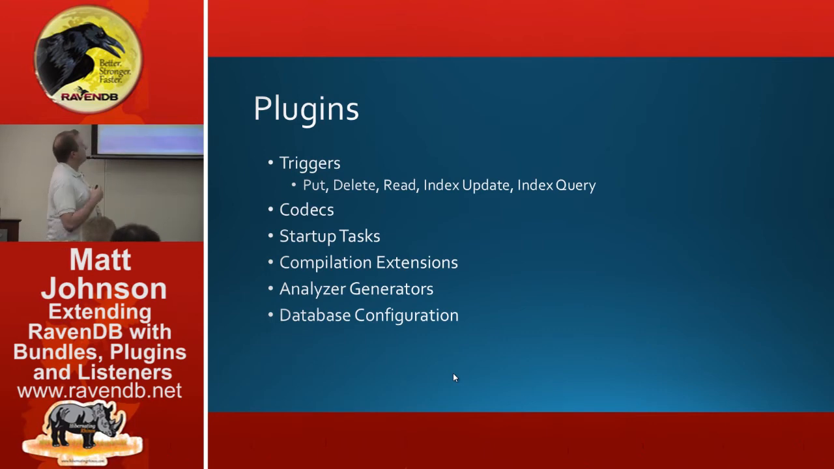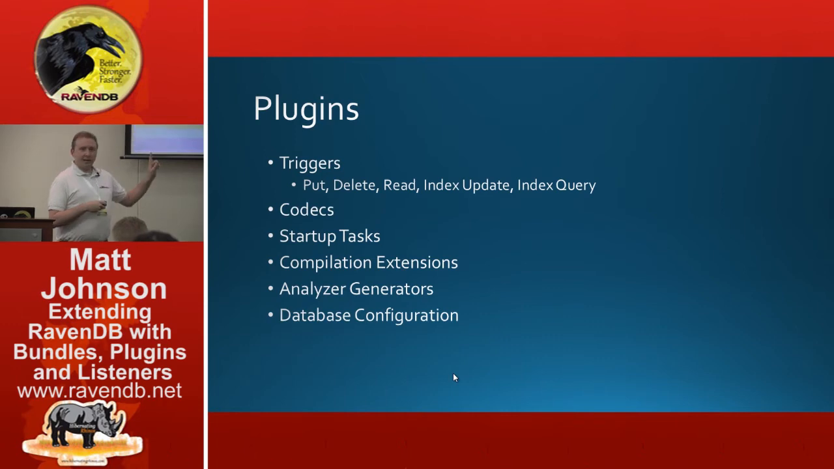So you can intercept puts, deletes, reads, updating an index when the index is actually pulling out documents to do its work against the index, as well as clients coming in to query the index. So this is like your get, and this is query. All this is from the server side. So you're sitting inside an assembly that has access to the internal workings of Raven.